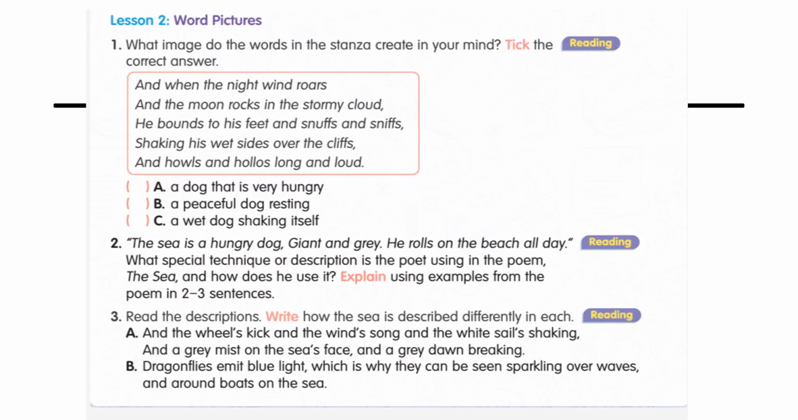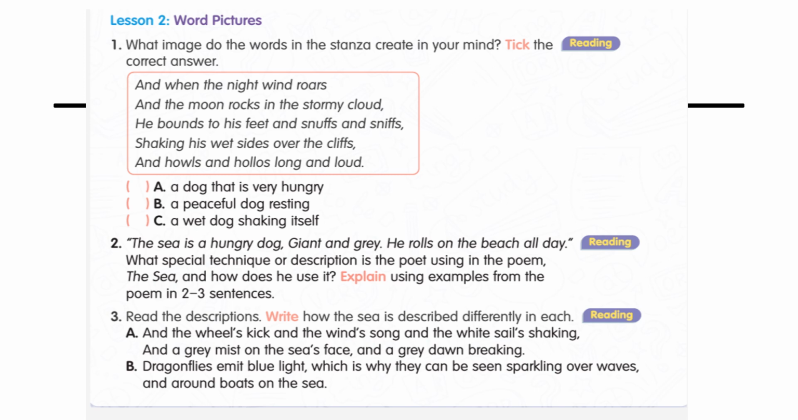Okay, last. What image do the words in the stanza create in your mind? Take the correct answer. You are doing it yourself. Okay. The sea is a hungry dog, giant and grey. He rolls on the beach all day. What special technique or description is the poet using in the poem? So we have done, the poet is using which description? Metaphor. Right? We can write the answers ourselves. Read the description.